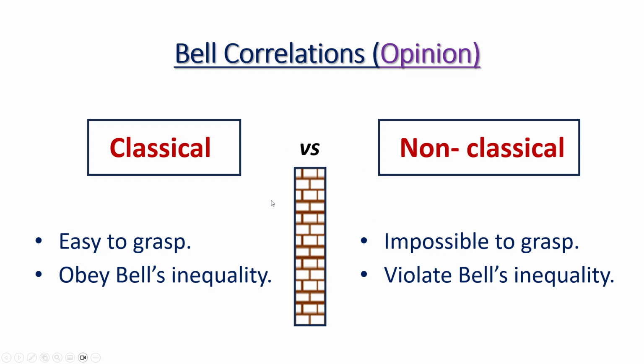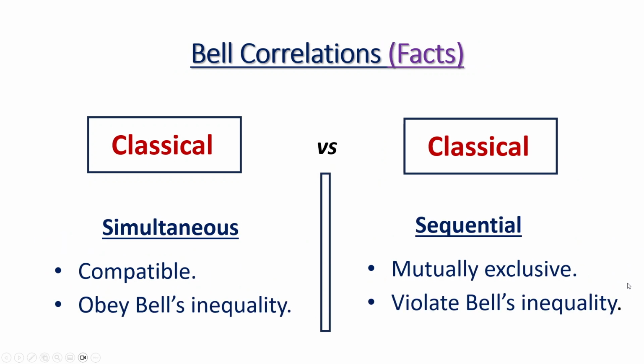On the one hand, there is a large class of physical properties that are known to be classical. These properties are easy to understand by human minds, and they all obey the famous Bell inequalities. On the other hand, there is also a strange class of physical properties that must be described as non-classical. These properties cannot be understood intuitively by human minds, and they are known to violate the Bell inequalities.